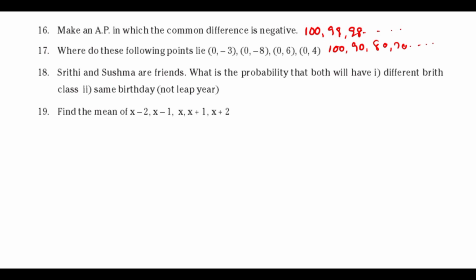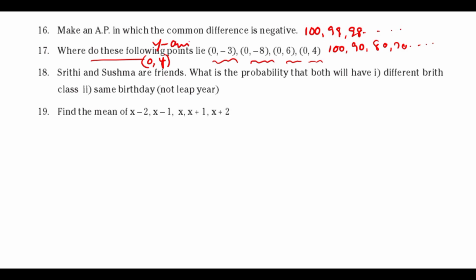Where do the following points (0, y) lie? See, you can check here: (0, minus 3), (0, minus 8), (0, 6), (0, 4). So this is the point like (0, y). (0, y) is a point that lies on the y-axis. Where do the following points lie? Then the y-axis is the answer for this.